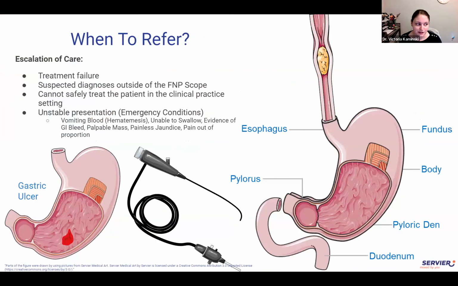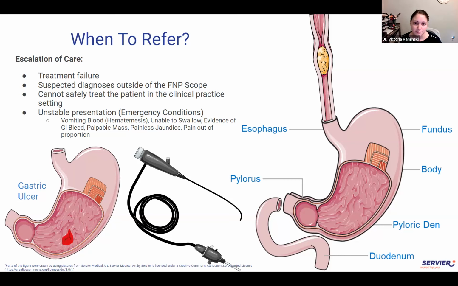So when do we refer the patient? Escalation of care. That oftentimes is when there is treatment failure. So you've done everything from a primary care setting to try and help mitigate these symptoms for the patient. Maybe lifestyle modification, maybe hereditary, but they're just not getting any better with the treatment. And so that is the time that we escalate. As well, if there is a suspected diagnosis outside of our scope that we really need the help of a specialist. If you cannot safely treat the patient in the clinical practice, that's also another really great reason that we want to escalate that care and refer to GI.